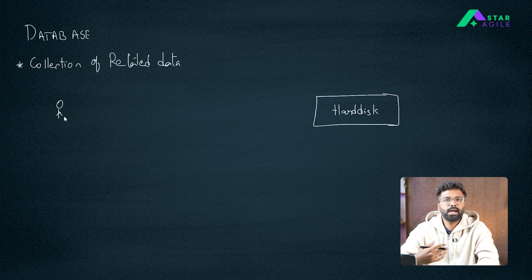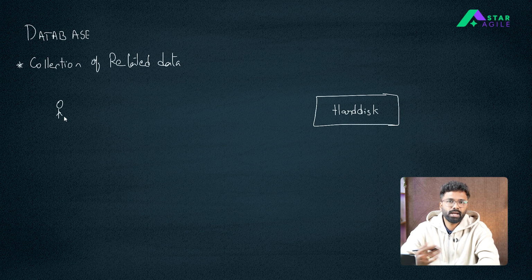Basically I'll write it in English, but the format in which the data is stored in the hard disk is binary format. It's simple basic computer knowledge: data will be stored in binary format, in the sense of zeros and ones.